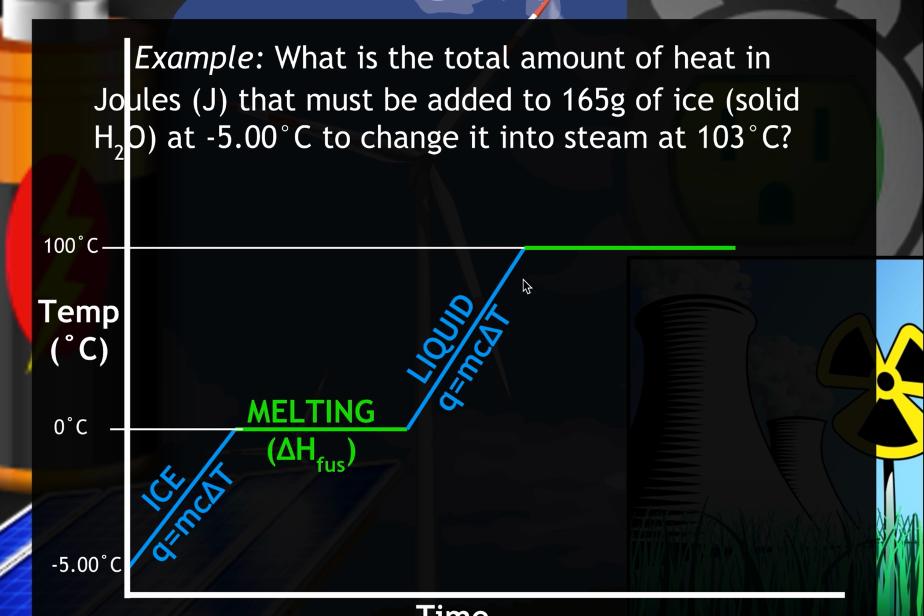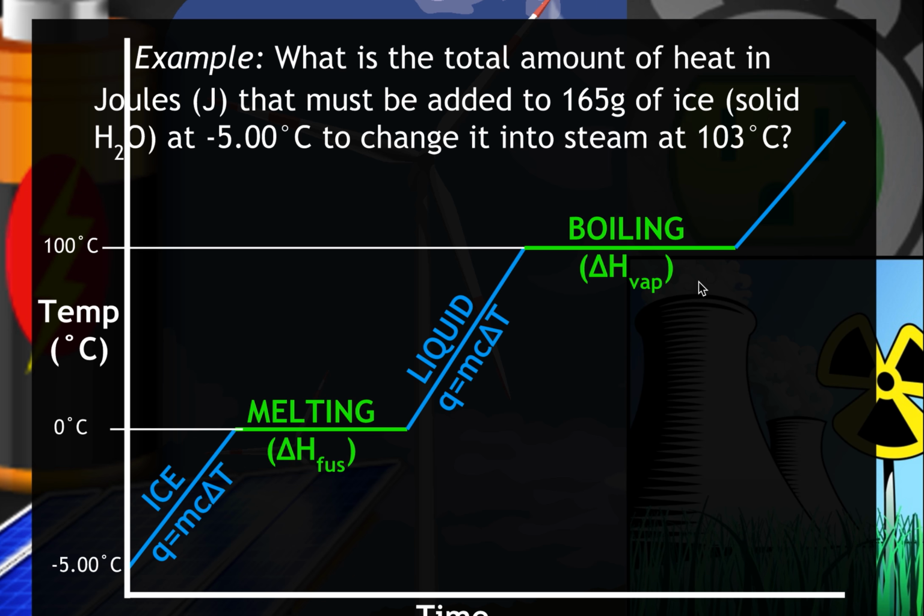The next part is when we're taking our liquid and we are basically vaporizing it. We're turning it into gas. And again, the temperature is going to stay the same here. So we're going to use the delta H of vaporization because we're going to boil all this, and the temperature will be staying the same right at 100 degrees until all of the liquid has turned to vapor.